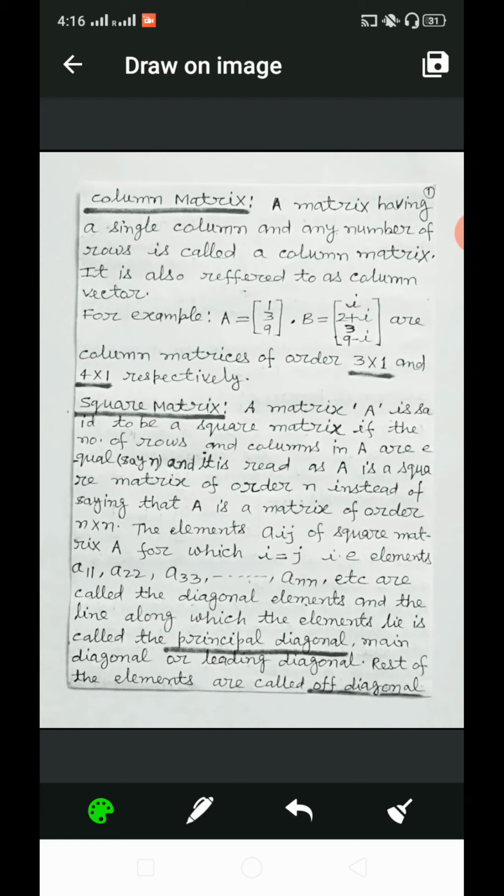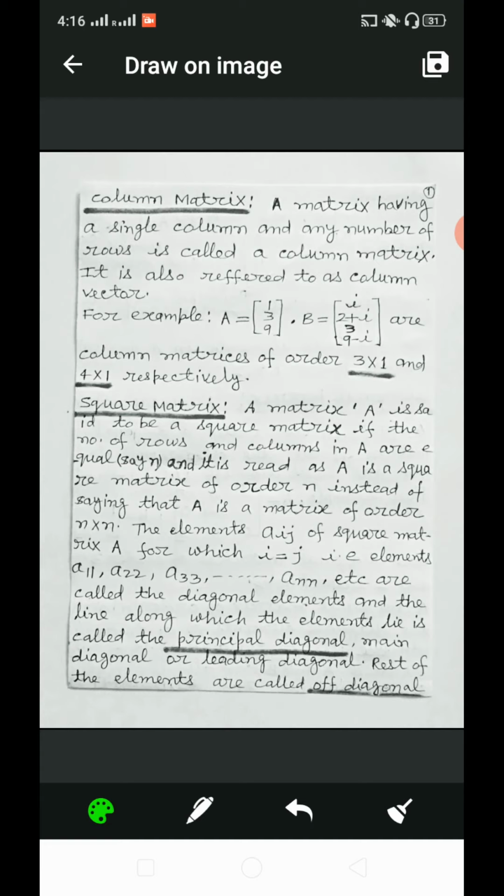Today, through the video, I am going to discuss types of matrices. Dear students, I had already discussed the row matrix, that is, a matrix having a single row and any number of columns is called a row matrix. Sometimes it is called a row vector.